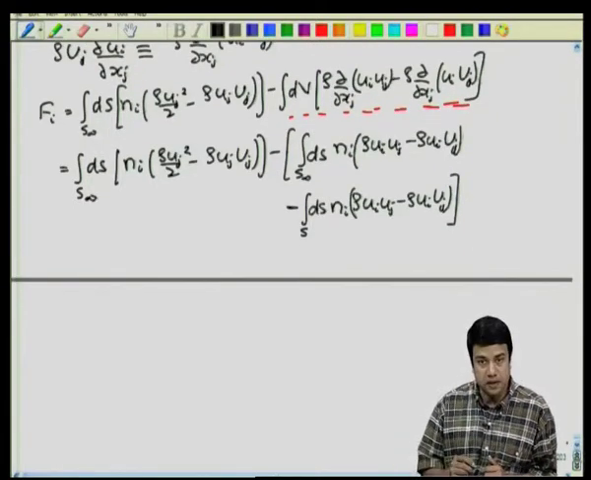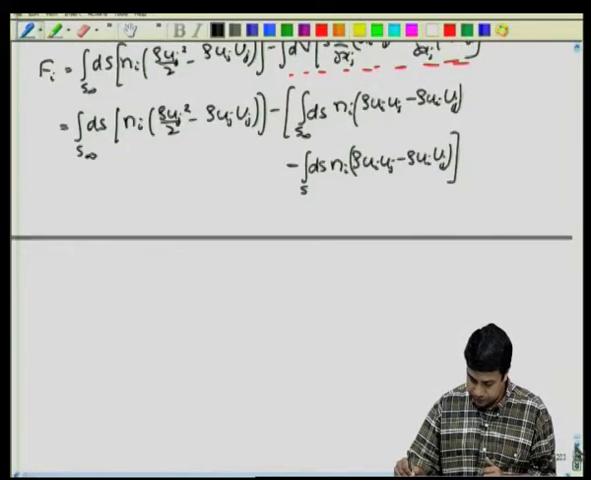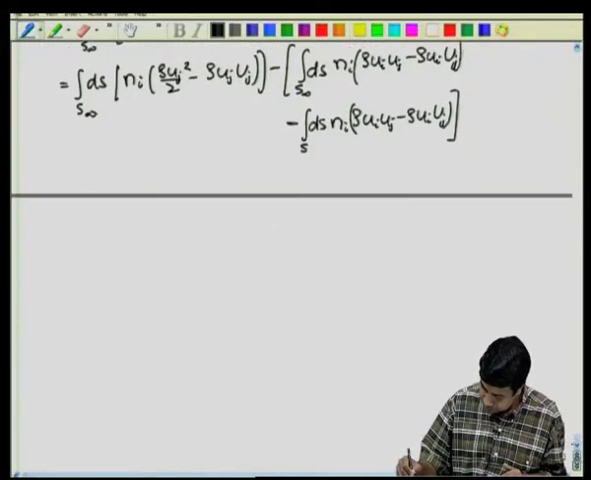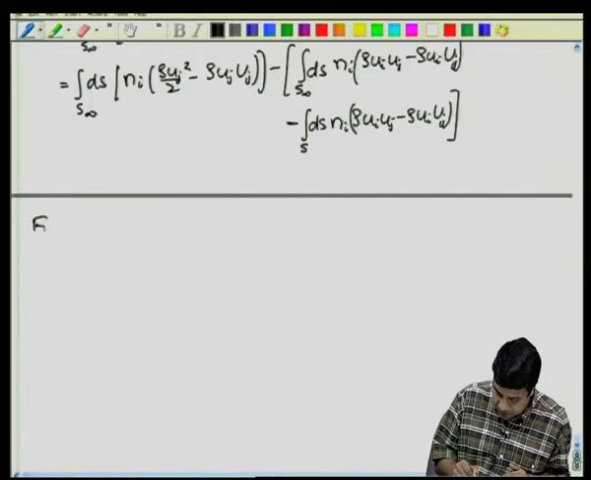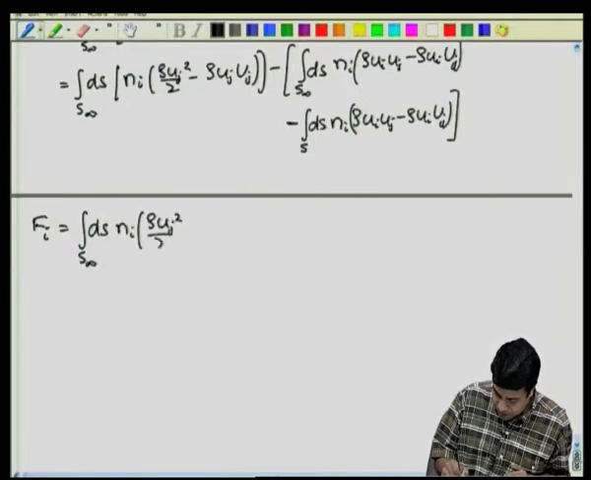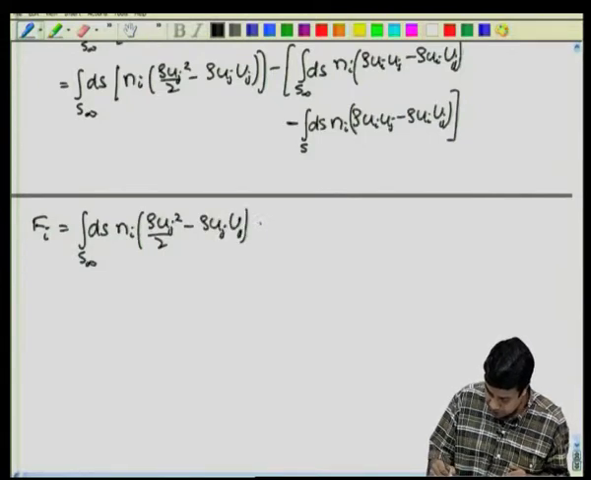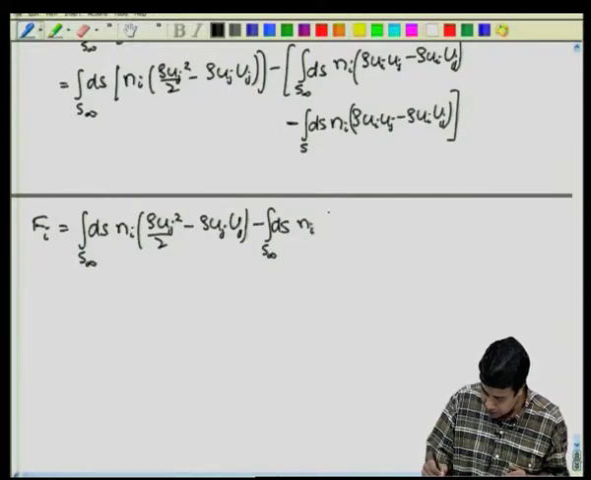Let us simplify it a little bit here. So, this gives me the force Fi is equal to integral over the surface at infinity ds ni into rho uj square by 2 minus rho uj, minus the integral of the surface at infinity ds, ni in this is nj.